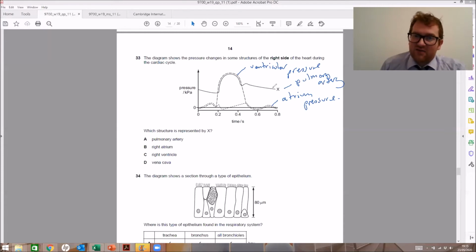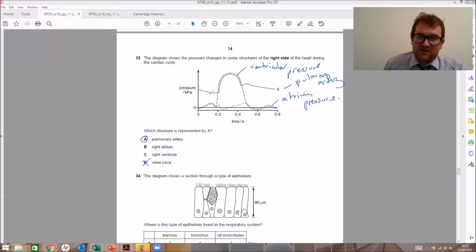But the pulmonary artery pressure doesn't return to 0, unlike the ventricular pressure, which must go down to refill with blood before then going up again during a ventricular contraction, pushing the blood out of the pulmonary artery. So the only option here is A. A is the pulmonary artery. It's nothing to do with the vena cava as blood's not coming out.